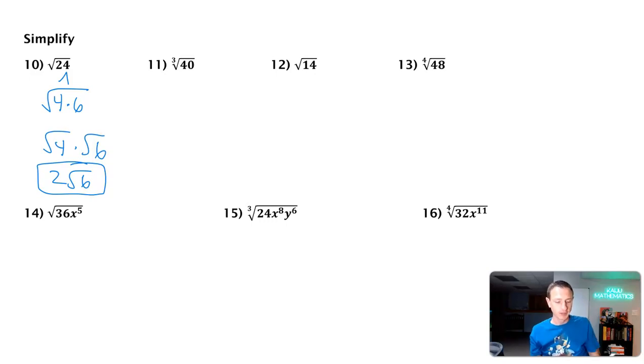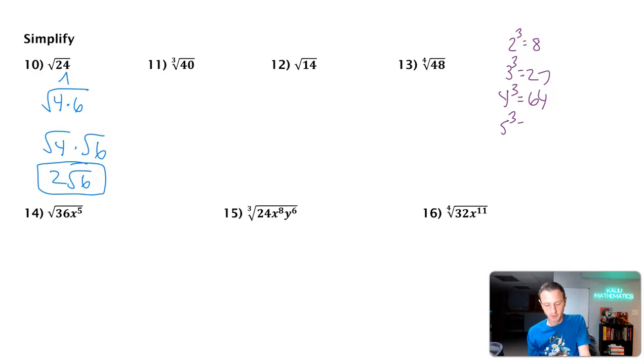Cube root of 40. So I want to simplify the cube root of 40. So now we have to think about perfect cubes. If you don't know your perfect cubes, you might want to review those a little bit. Like 2 to the third is 8. 3 to the third is 27, and so on. 4 to the third is 64. 5 to the third is 125.